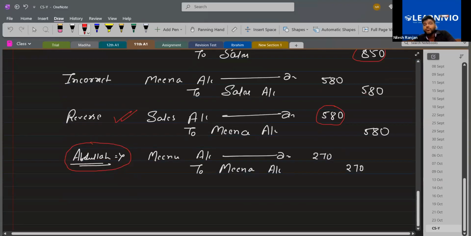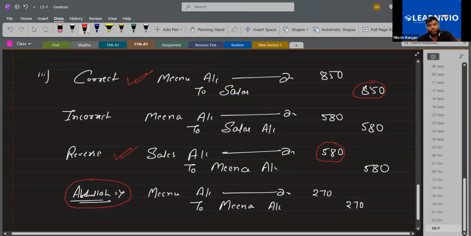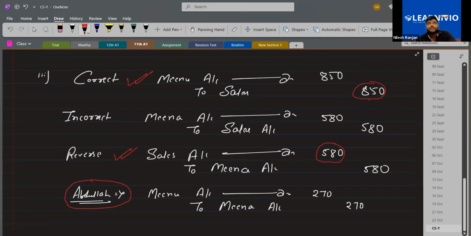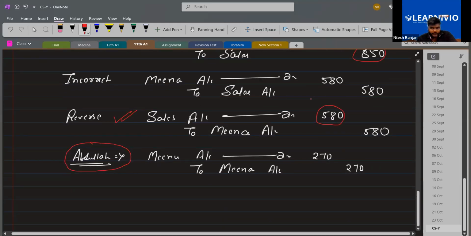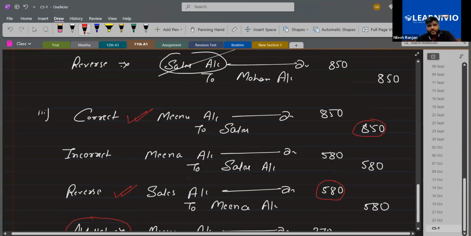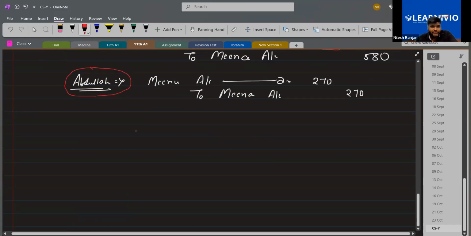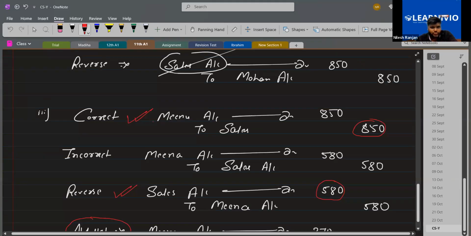So you have to see on which side it is more. On the credit side, it is more, 850. On the debit side, it is only 580. So we have to calculate the difference for sale only, because Meena and Meenu is different. We cannot calculate the difference for these. Now, correct entry is Meenu account debit to sales.